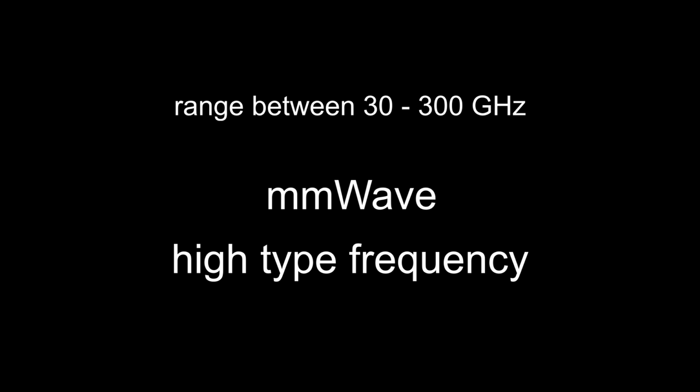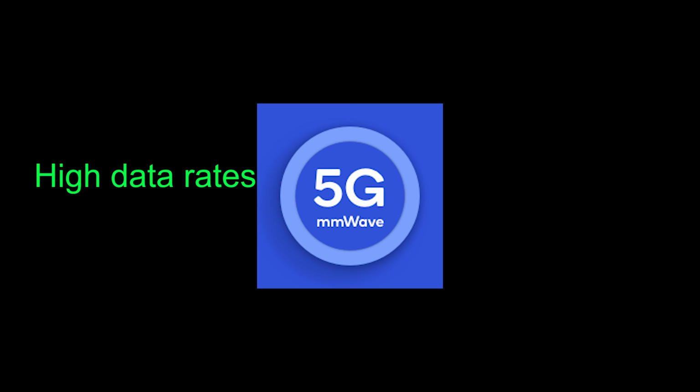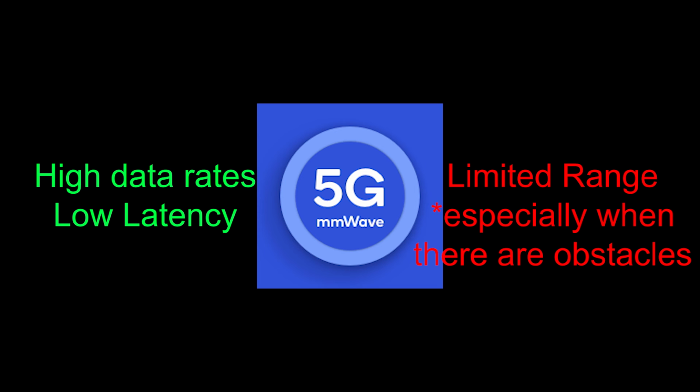Millimeter wave is a high frequency type with a frequency range between 30 and 300 GHz. Its advantages are high data rates and low latency. However, the disadvantages are its limited range, especially when there are obstacles. To solve this, we must model its characteristics with empirical channel models.